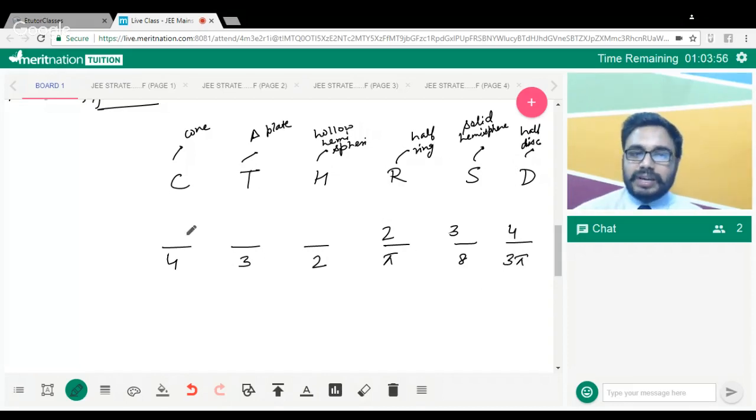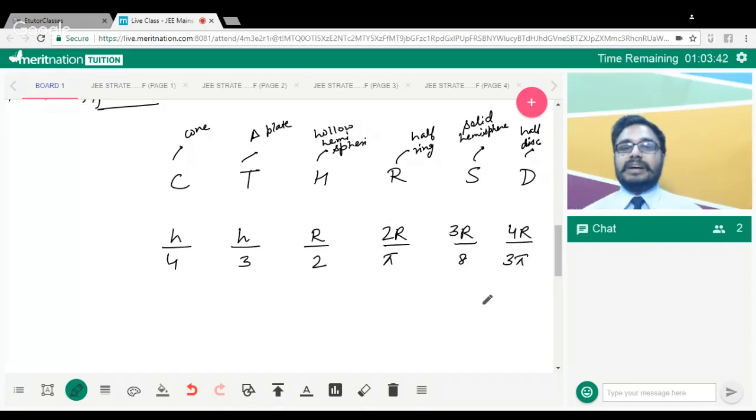For cone, we are making it with height. For triangular plate with height. For hollow hemisphere with radius. For half ring with radius. For solid hemisphere with radius. For disk with radius. So these are the distance of center of mass from their points. So you should learn this. Cinema, Time, Ritik Roshan, Shri Devi. Okay. So these will help you a lot.